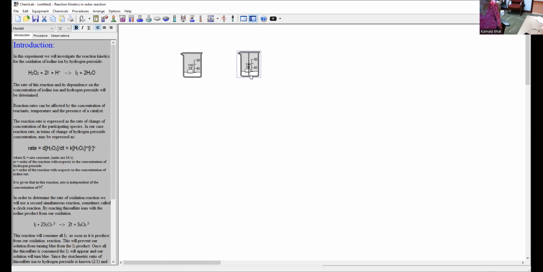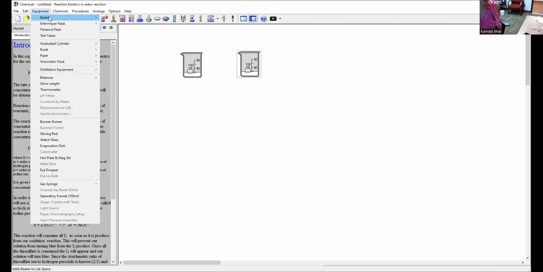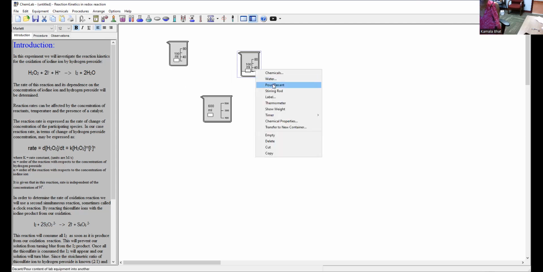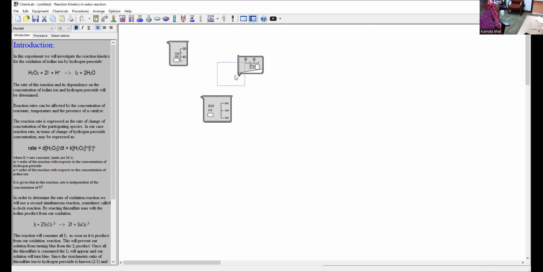Once the stirring stops, I'm going to go to the equipment, get a 600 ml beaker, keep it down, and into this I'm going to decant my thiosulfate, return it back, then pour and decant the KI by placing it above the 600 ml beaker. The two beakers are empty.